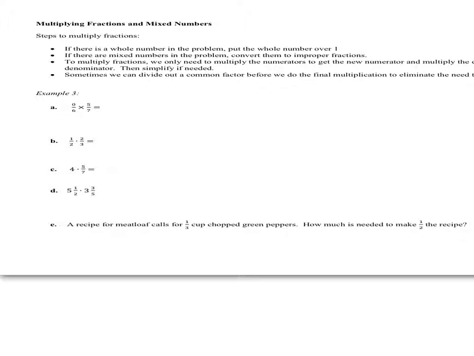Looking at example A here, we're going to first pay attention to that first step. We don't have any whole numbers. The second step, we don't have any mixed numbers. Now the third step, we'll multiply the numerators, 0 times 5, so the new numerator is 0. We'll multiply the denominators, 6 times 7, to get 42 as the new denominator, and then simplify if needed. 0 divided by 42 is in fact 0.